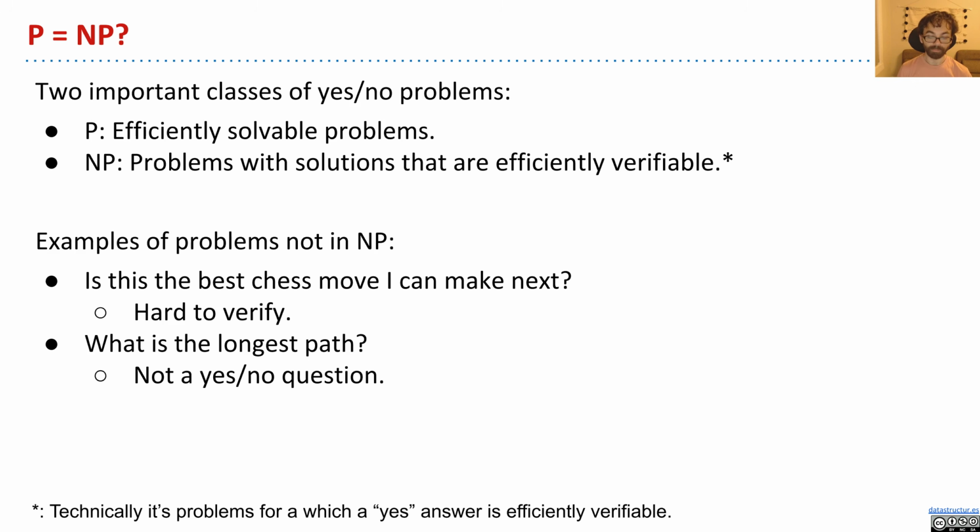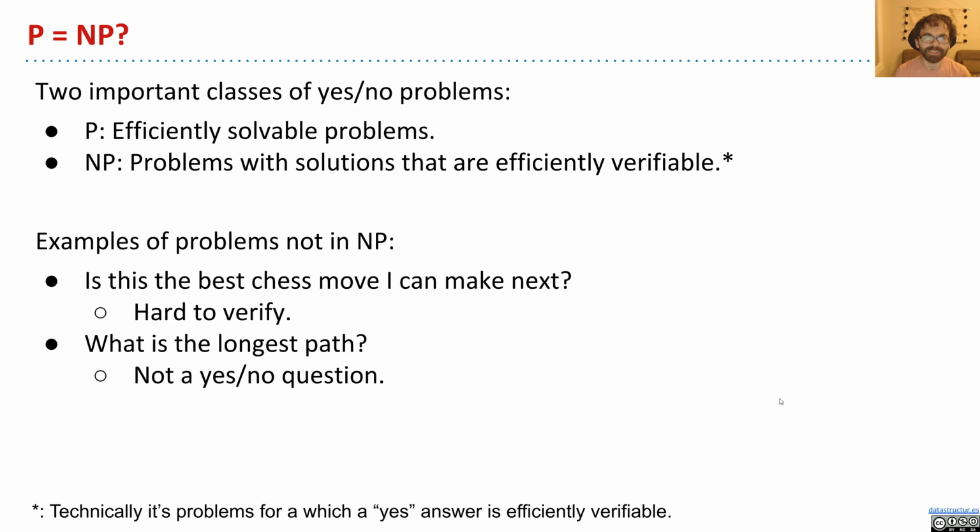So, for example, if I'm considering a bunch of moves in chess, if I say, is this the best chess move I can make next, right? Like I have a specific problem in mind and I'm saying I'm going to move my queen here or whatever, that is a very hard problem to verify in general, so it's not in NP. It's not something I can just look at and say, yes, that's the answer. Another example of a problem is, what is the longest path in this graph? That's not a yes-no question, so it doesn't count, even though it's very closely related to what we're discussing.